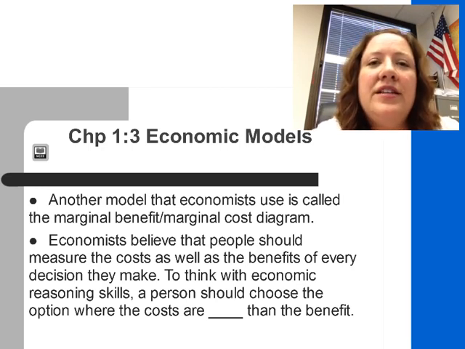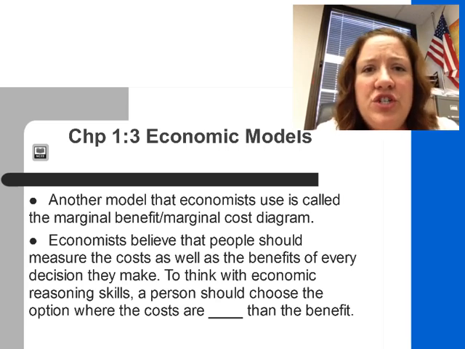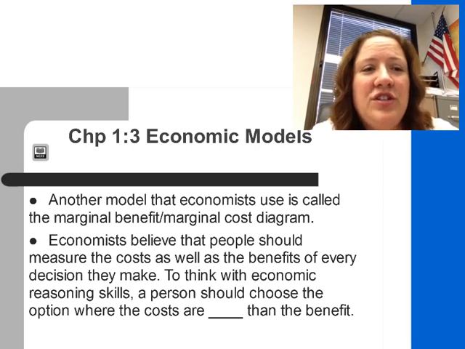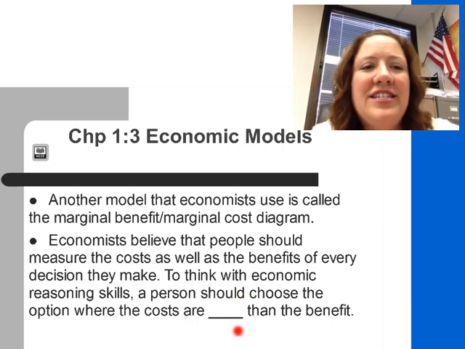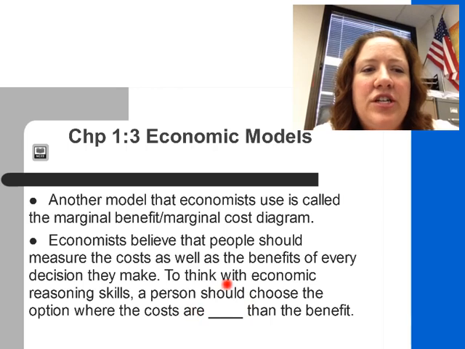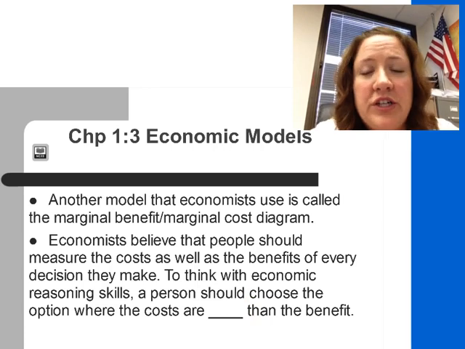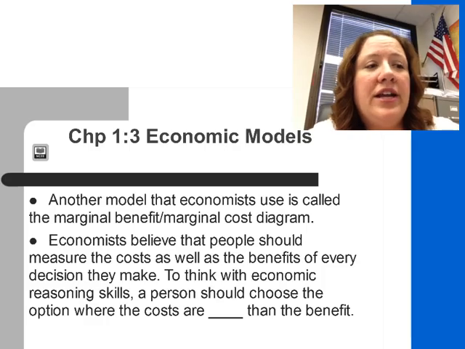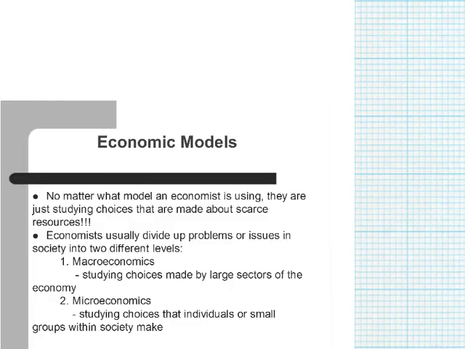Now, in talking about the decision-making process, which choice should you choose? Well, according to economists, you should choose the one right here, where the costs are less than the benefit. So as you are making decisions in life, you should always choose the option where the cost is less than the benefit. In other words, you're getting more out of it than what it cost you. Get more than you give up.